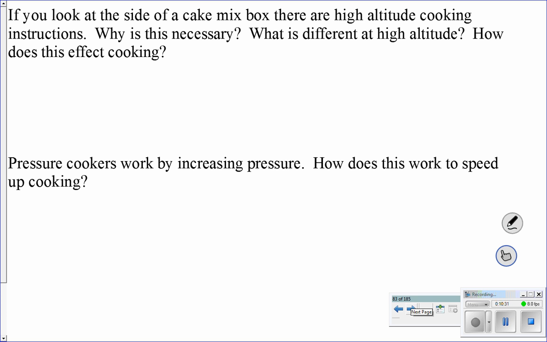And just a couple side notes, a couple things that are interesting. If you look at the side of a cake mix box, you will see high altitude cooking instructions. This is because at high altitude, you have lower atmospheric pressure. Lower atmospheric pressure is going to cause a change in the boiling point of water. So something will boil a little bit easier. Therefore, you don't have as much heat in the water when it boils, and that's going to affect how you cook something. Pressure cookers increase pressure, and this is going to increase the boiling point of water. Therefore, you have liquid water with more energy in it, and it can cook things faster.